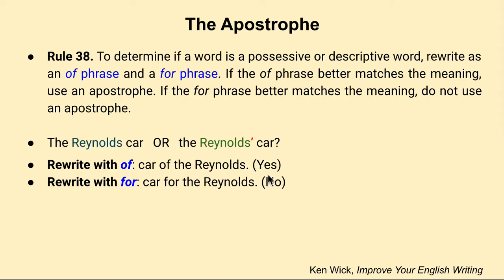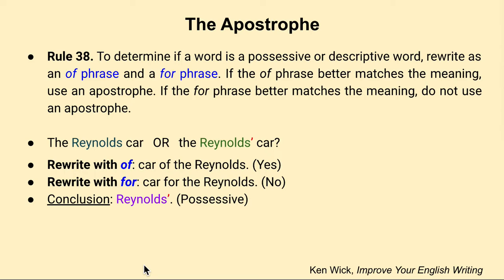So let's rewrite with "for": car for the Reynolds. I know I'm only using a phrase, and this phrase is not used in a context, so there are some limitations with the examples. But car for the Reynolds is probably not the intended meaning. If you read this in a sentence, it would be the car of the Reynolds. So my conclusion is it's a possessive, therefore you would put the apostrophe.